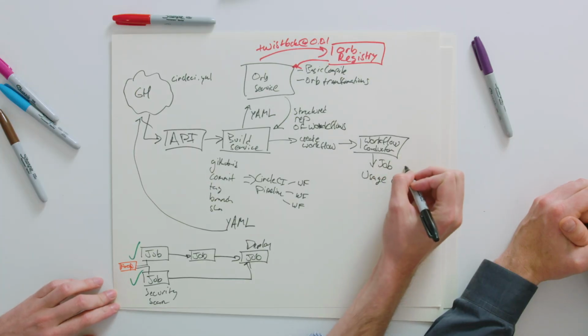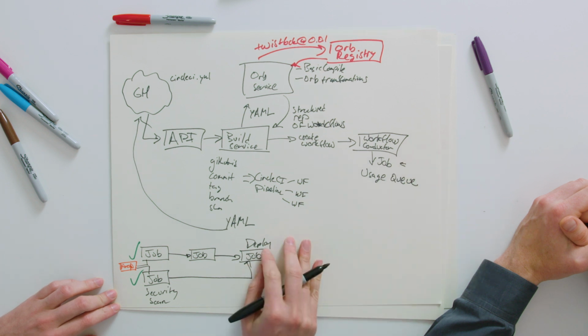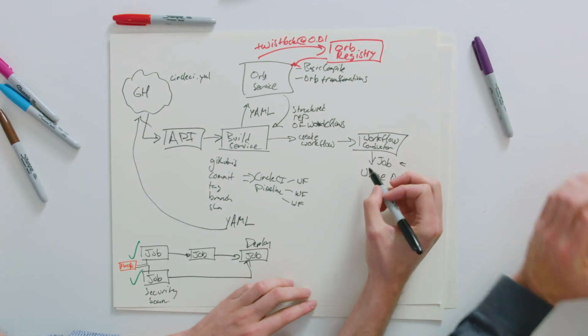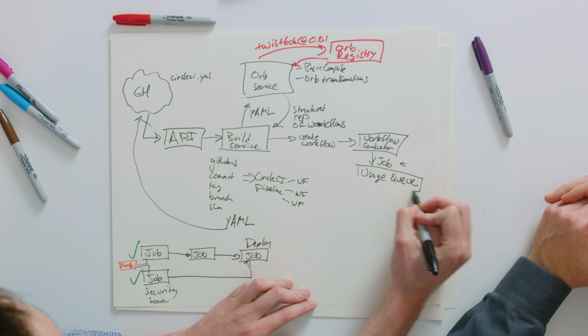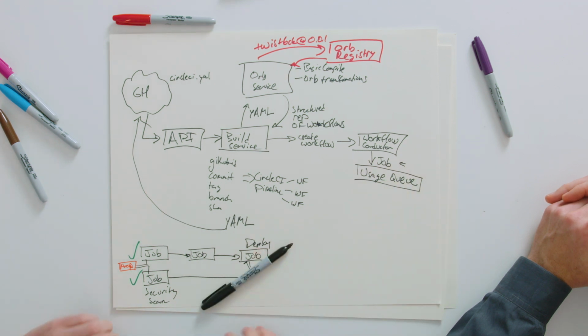So the jobs that come out here are actually things that we're going to execute. Got it. Yep. So we set them down in the usage queue, which is kind of a fascinating piece of machinery. Can you explain what usage means in this context? I can try.